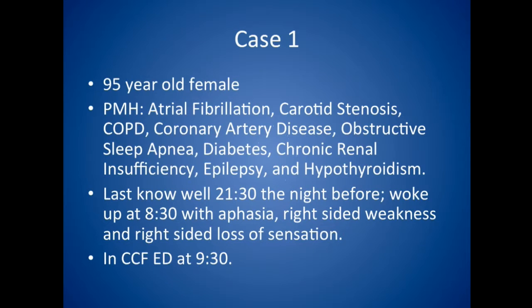So, let me show you a couple of cases. This is a case that I showed last time, but it goes along with this. So we have a 95-year-old female. She has a past medical history of atrial fibrillation, all kinds of risk factors for stroke. And last known well was at 9:30 the night before. She wakes up at 8:30 with aphasia, right-sided weakness, and right-sided loss of sensation. And she's in the Cleveland Clinic ED at 9:30 a.m. What do we do? You know, she's outside any kind of window.